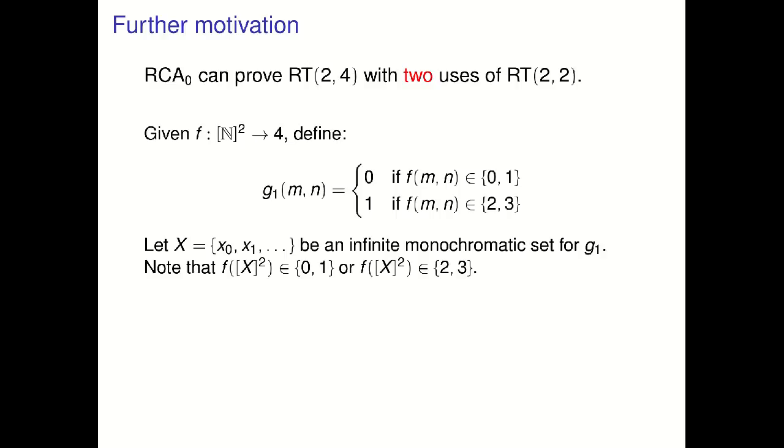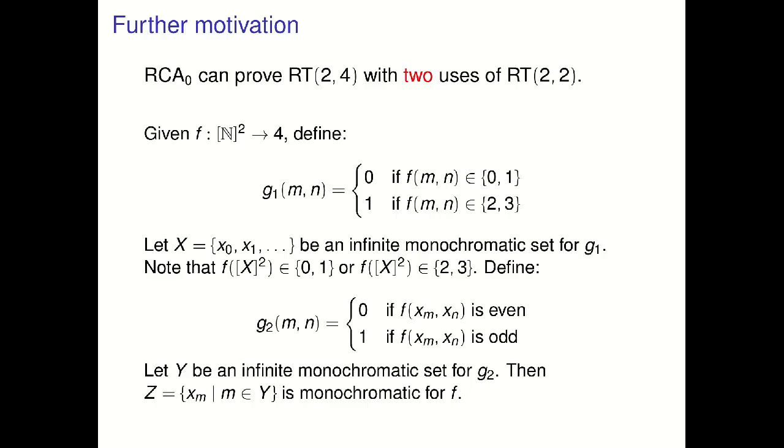So when I find that infinite monochromatic set, all of the edges will either be 0 or 1, or all the edges will be 2 or 3, right? So either they're all low-numbered edges or all high-numbered edges. Well, then I can construct a second coloring. And this time what I'm going to do is grab an edge, and if the edge was originally colored even, then I'll color it 0. If it was originally odd, then I'll color it 1, right?